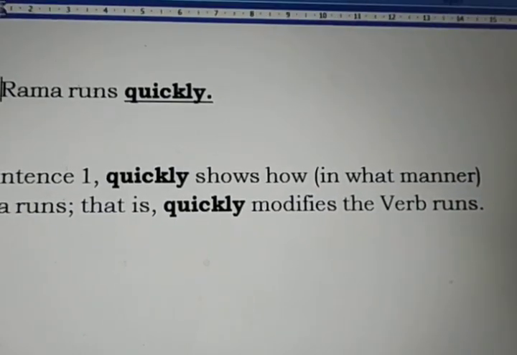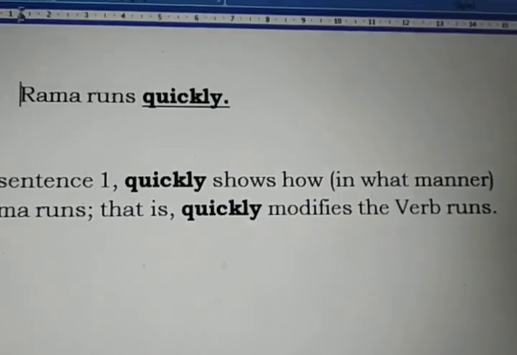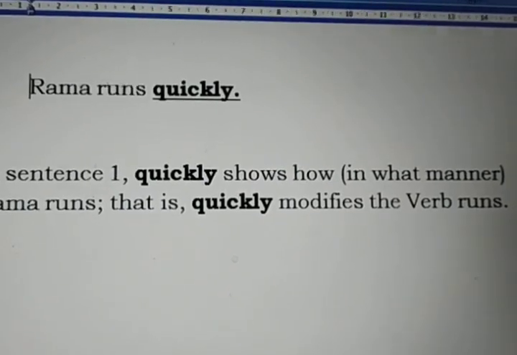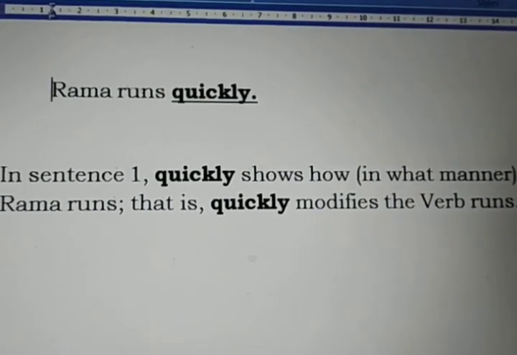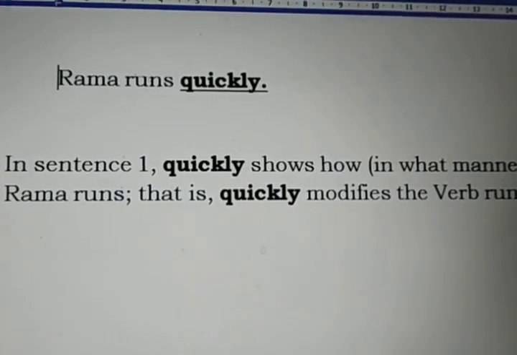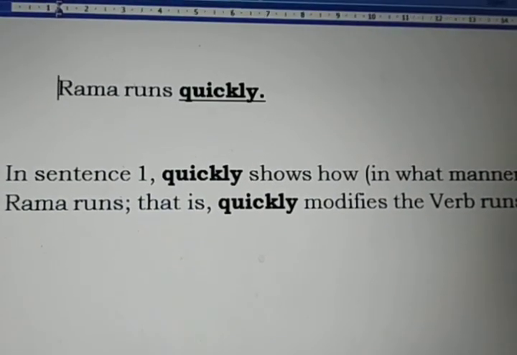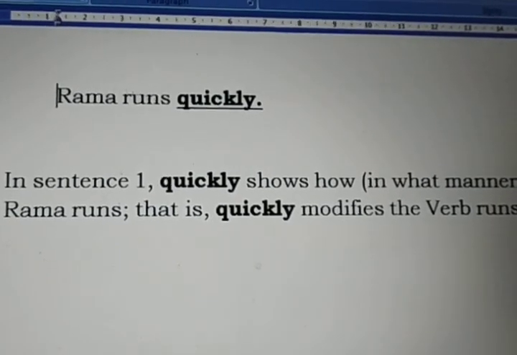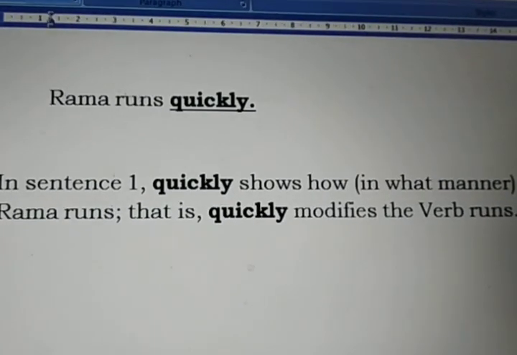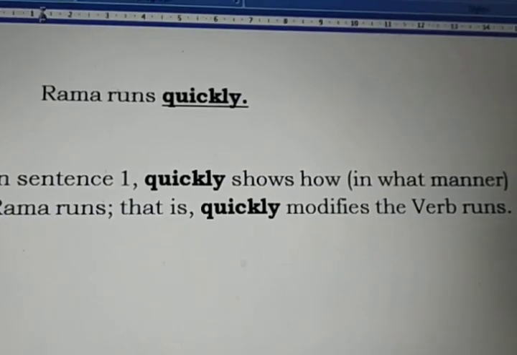So the word quickly modifies the verb that is run. इसमें जो verb run है उसे जो modify करता है that is the word quickly. So it tells how Rama runs. Rama runs quickly. So quickly is the word which modifies the verb runs.